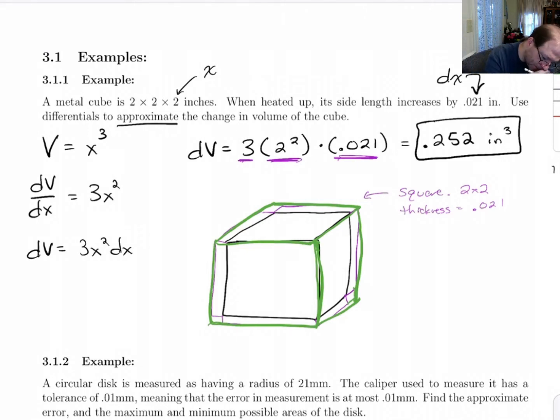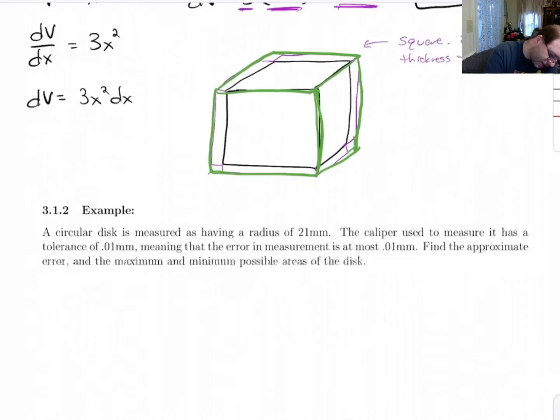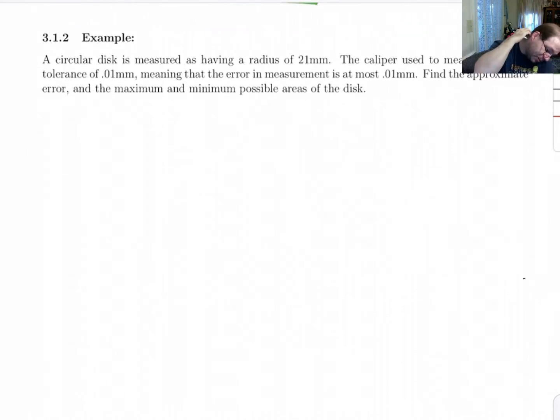That's why it works. All right, let's look at another example. A circular disc is measured as having a radius of 21 millimeters. And then it says the caliper used to measure it has a tolerance of 0.1 millimeter, meaning that the error in measurement is at most 0.1 millimeter. Find the approximate error and maximum and minimum possible areas of the disk.